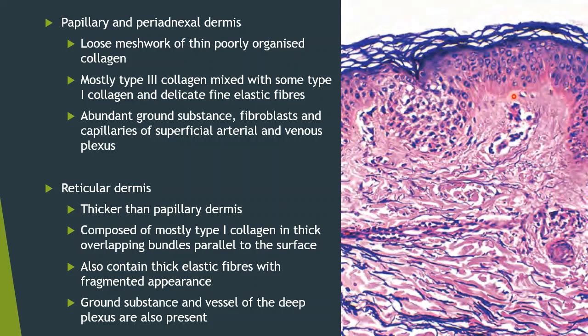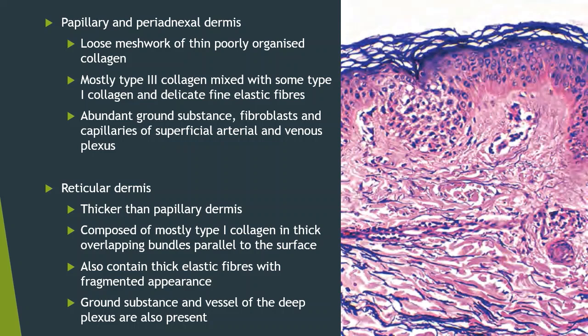If you look at the reticular dermis, it is thicker and has thick collagen bundles lying horizontally one above the other, horizontal to the skin surface. They are composed mostly of type 1 collagen, and they also contain thick elastic fibers which are fragmented in appearance. The ground substance and vessels of the deep plexus are present in the reticular dermis.